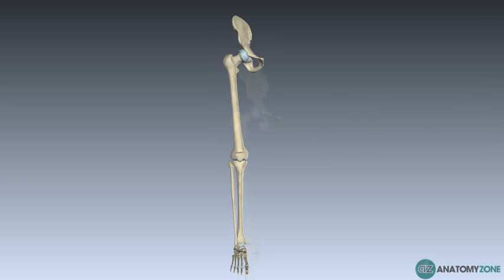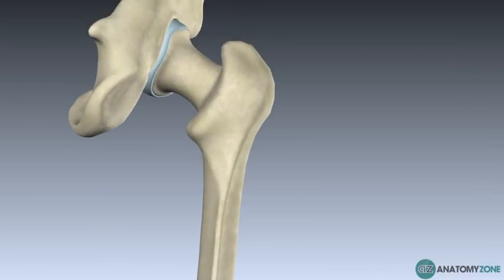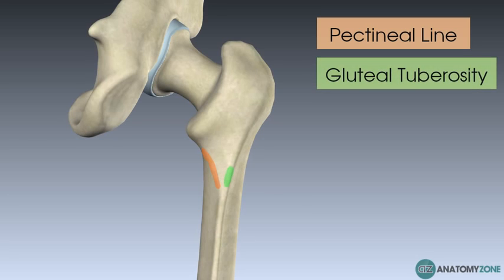There are a few structures to recognize on the shaft of the femur, but they're quite easy to remember because they're linked together and you go from the top to the bottom. The first thing to notice here is the pectineal line, and that's for the pectineus muscle. The next thing next to that is the gluteal tuberosity, and that's the attachment point for the gluteus maximus muscle.